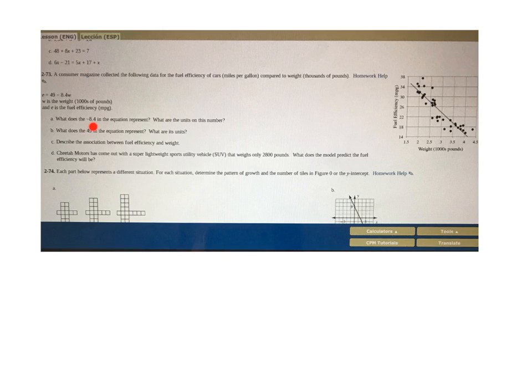So what does the negative 8.4 in the equation represent? Well, whatever the weight is, you multiply by negative 8.4 and then you add 49 to it. So there's a couple things. One, if you look at this line, that's kind of like the slope of this line, where you plug in a W and it goes down.